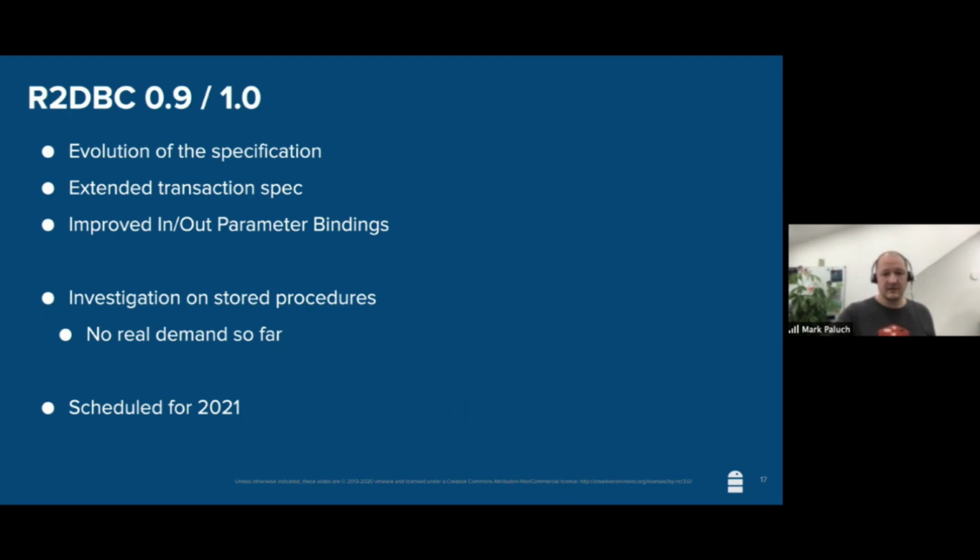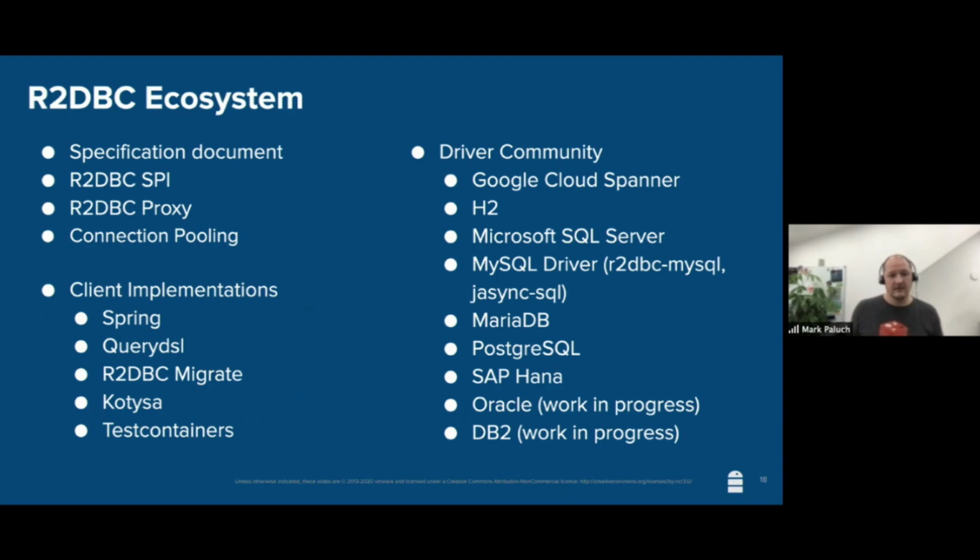Which takes me to the R2DBC ecosystem. When we started with R2DBC, we didn't really envision where this was all going to head. Today, we have a huge ecosystem that hosts R2DBC artifacts. There's a specification document, the SPI itself. We have an R2DBC Proxy component that gives observability and insight into R2DBC-based drivers. There's a connection pooling component. There are a lot of client implementations and there's a huge driver community.